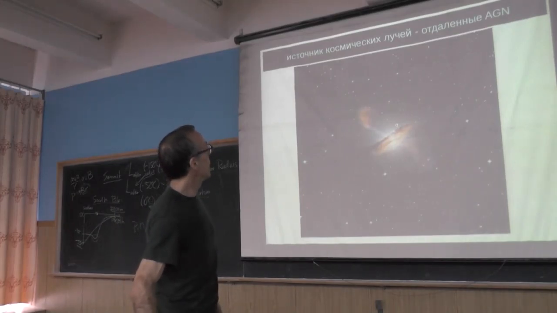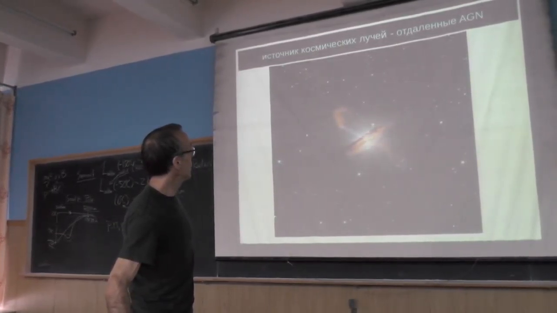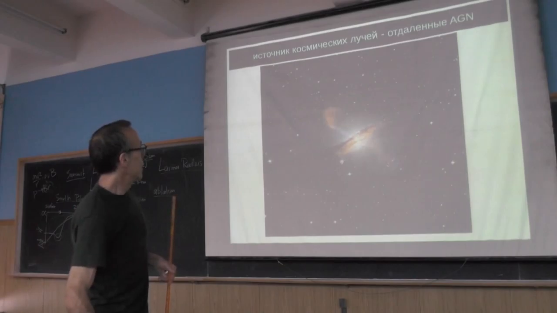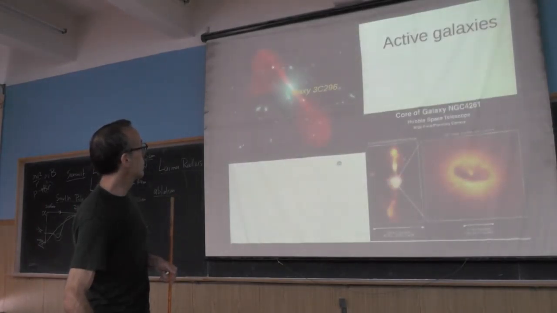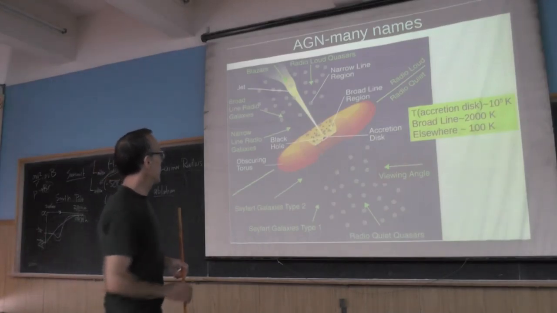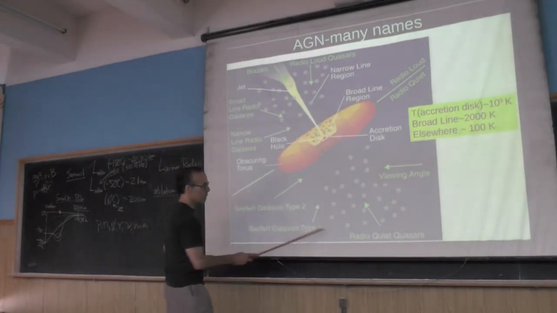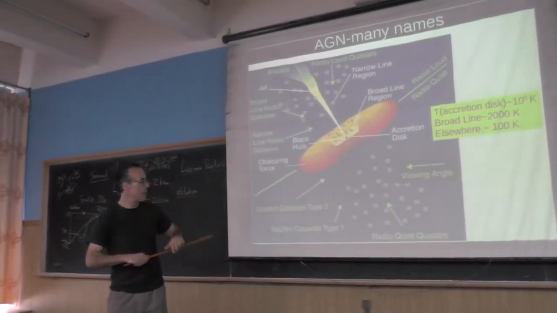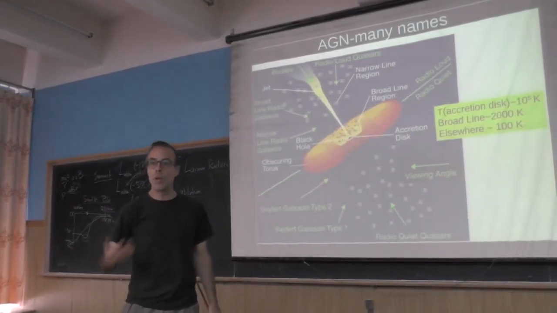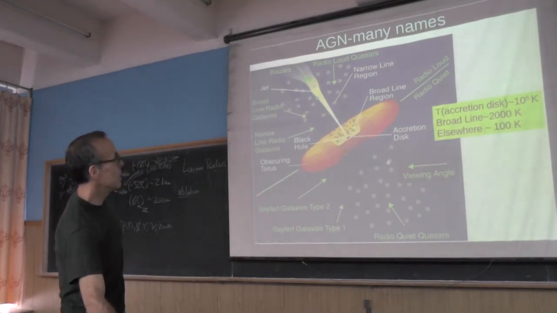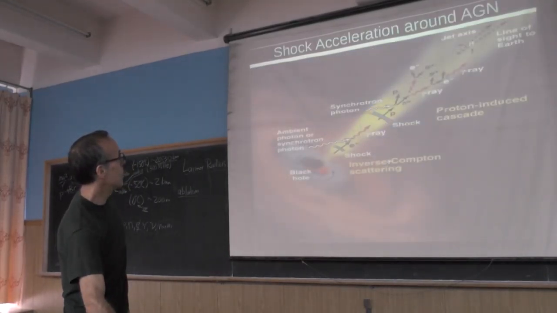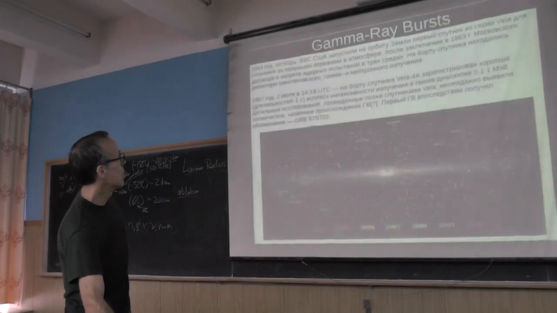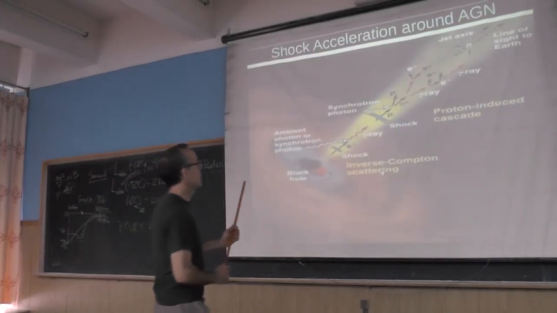Okay, here is a picture of an AGN. Here the jets are pretty obvious. And here are some others. As I said before, depending on what your viewing angle is, you get a different image of the internal dynamics, and these all have just different names, but they're different ways of describing, ultimately, the same object. Okay, shock acceleration we'll talk about in a second.